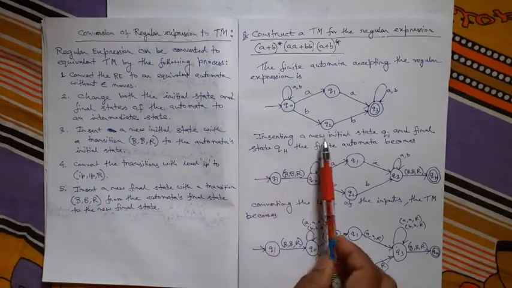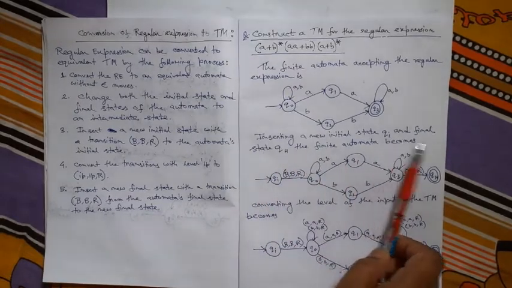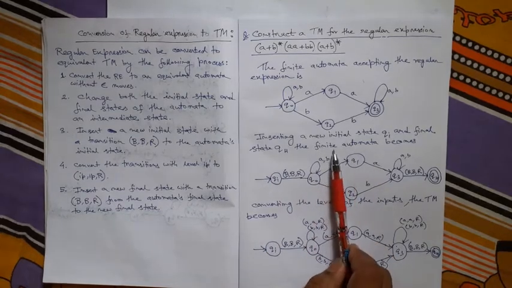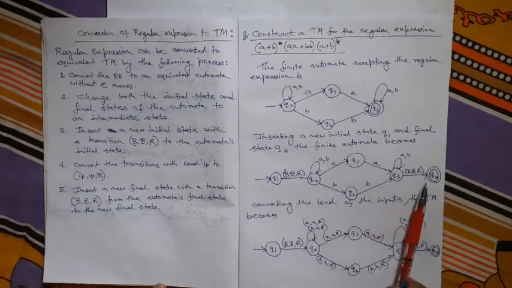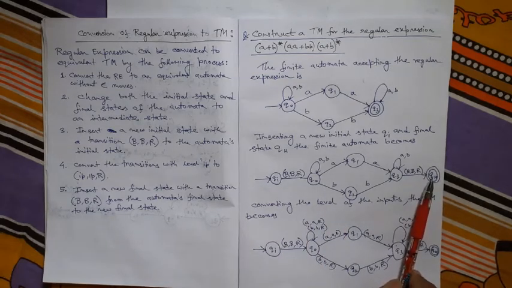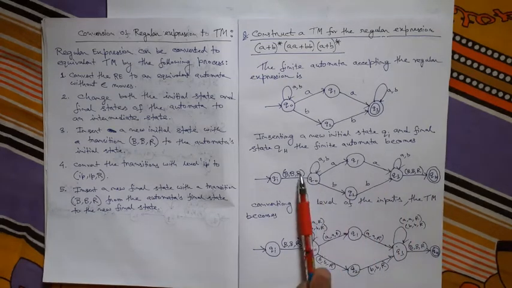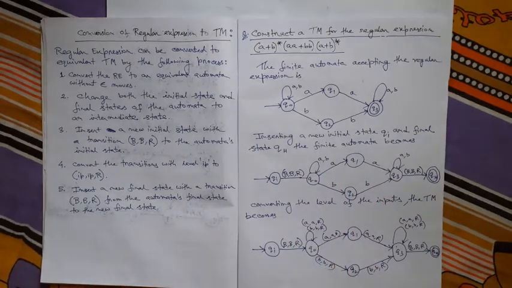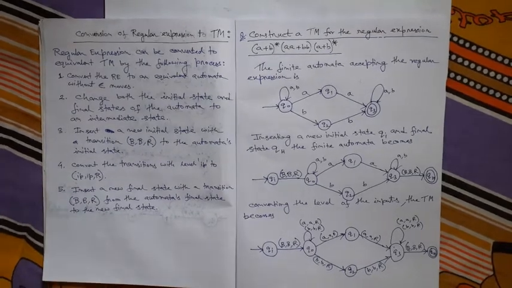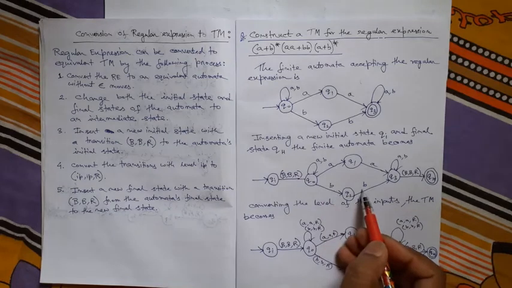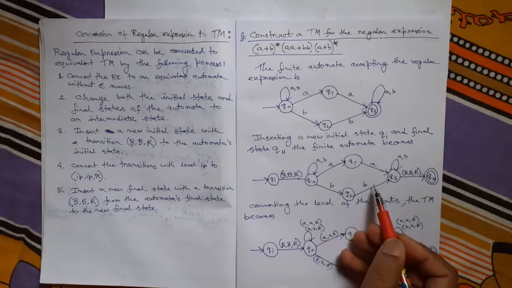So insert a new initial state Qy and final state QH. The finite automata will look like this. Qy and QH I have inserted, and the automata is intact over here. Now finally, as per rules 4 and 5, we have to convert each input symbol to input, input and move.